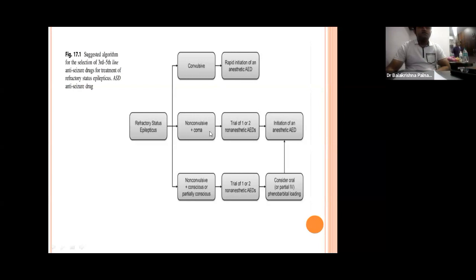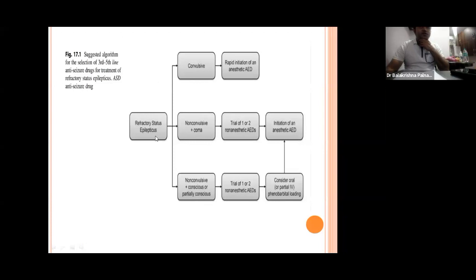In the other slide, sometimes EEG might show non-convulsive status epilepticus or the child might be in coma. You can try 1 or 2 non-anesthetic AEDs, whatever the other remaining drugs are, valproate or phenobarbital. If the child still is not able to stop seizures, then you can try initiation of anesthetic AED. If the child is completely non-convulsive or slightly or partially conscious, you can try 1 or 2 non-anesthetic AEDs, and you can try IV phenobarbital loading. Then you can go for anesthetic AED. This is the protocol.